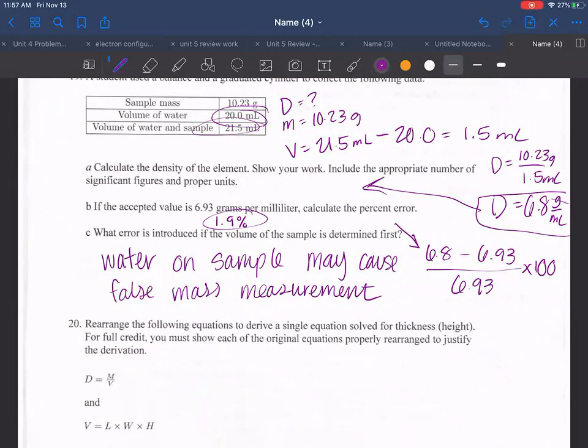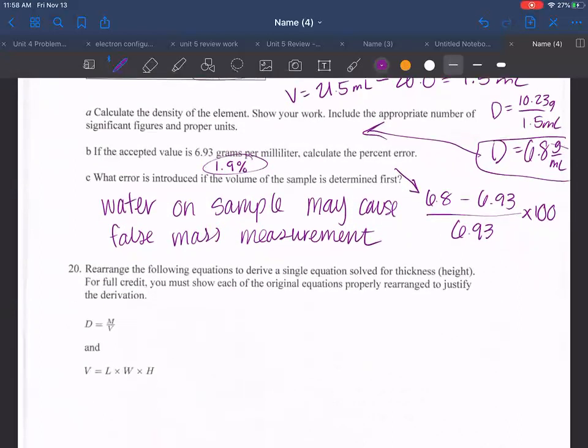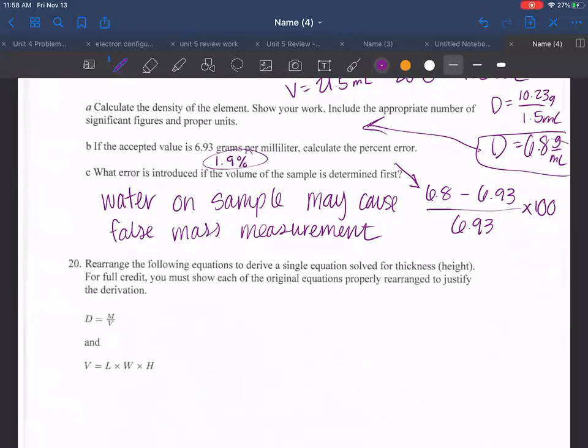Okay, now we're going to start doing some rearrangement. I'm just going to preface this with the way that I do this may not be the way you have done this. That's the cool part and scary part about math, there's multiple different ways to do it. Doesn't matter as long as you get the right answer. And so the key here is we're solving for thickness or height. So overall, we want to end up with h is equal to something.